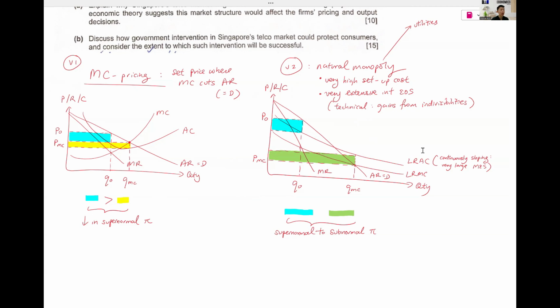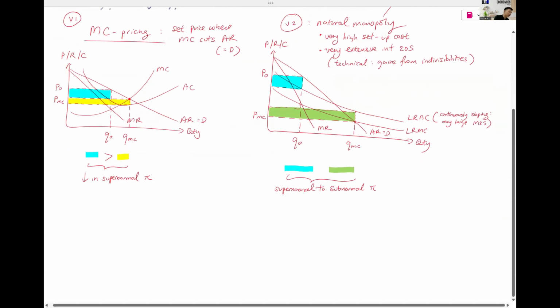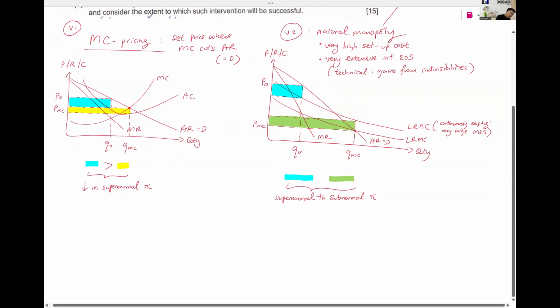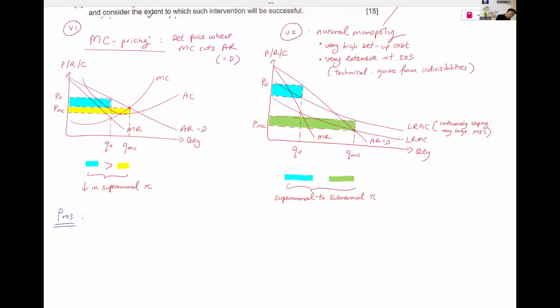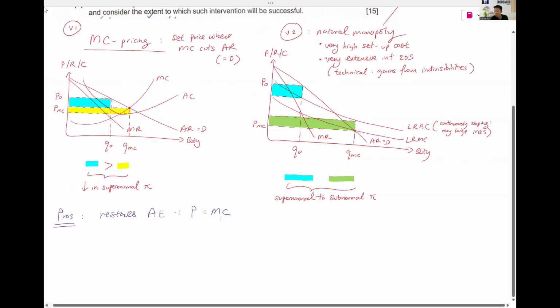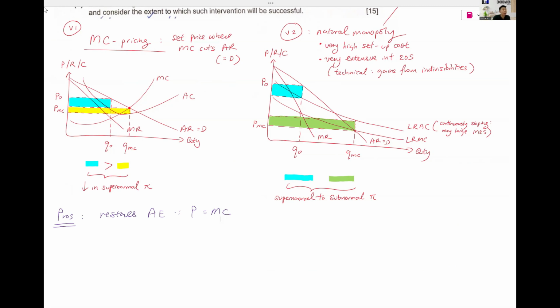Of course, in my notes, I will have the policy pros and cons, for every chapter where policies are concerned. Maybe you're going to report the set of notes, right? Policy pros and cons. Very good. And can I just tell you what's the main pro? The main advantage. It restores AE because P equates MC. This is the strongest takeaway. Okay, the pro is the restoration of AE.